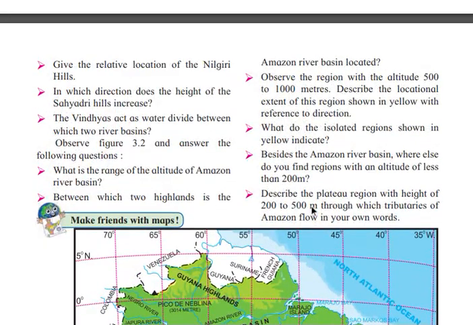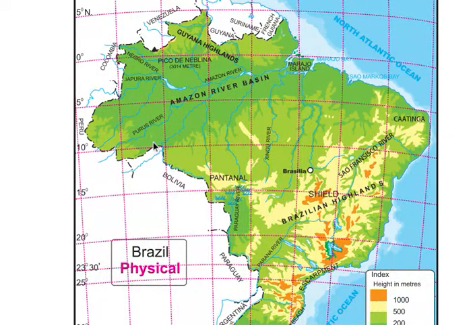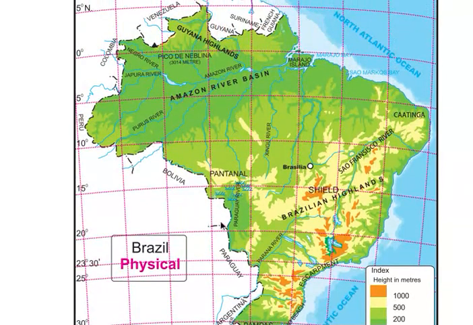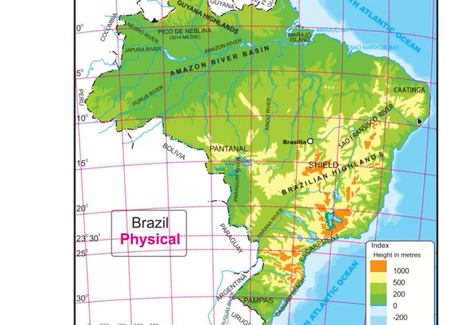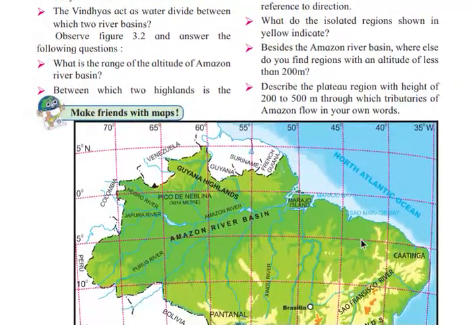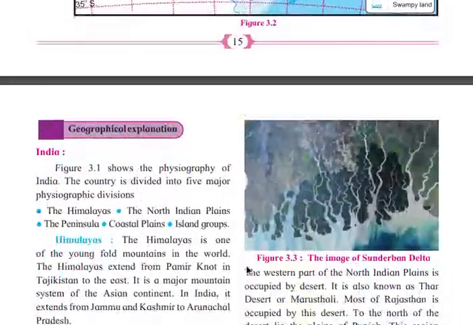It is highland. Besides the Amazon river basin, where else do you find regions with an altitude of less than 200 meters? Apart from the Amazon basin, which others are at 200 meters? This Paraguay we can say, this border side. Describe the plateau region with a height of 200 to 500 through which tributaries of the Amazon flow, in your own words. These are the tributaries.